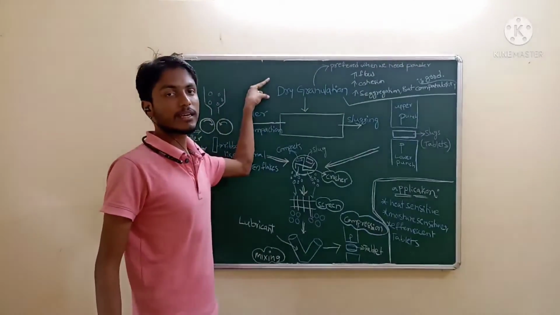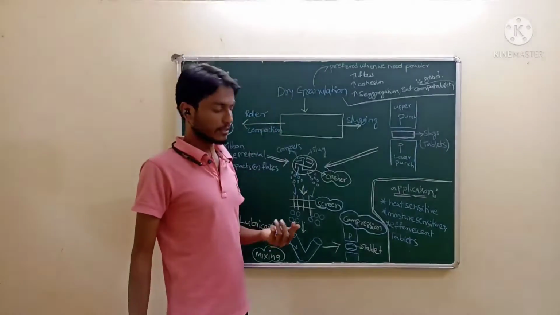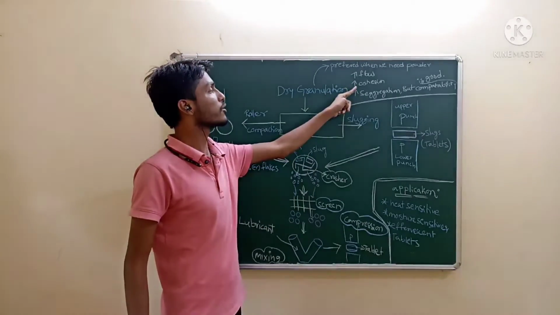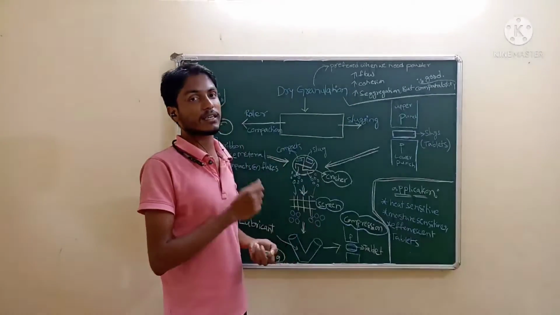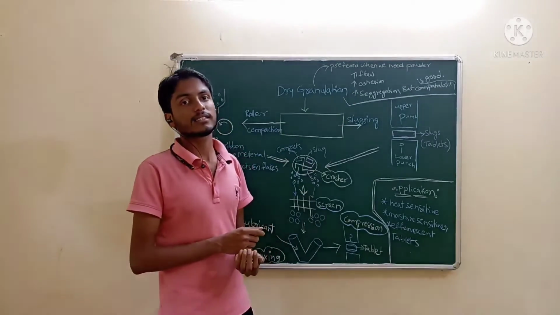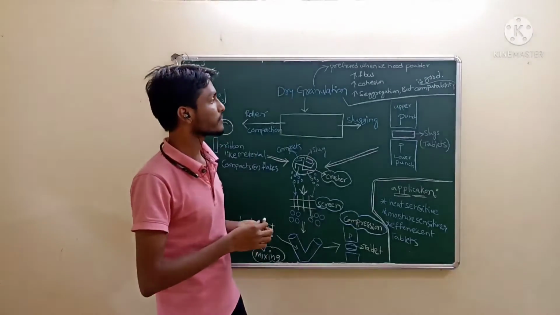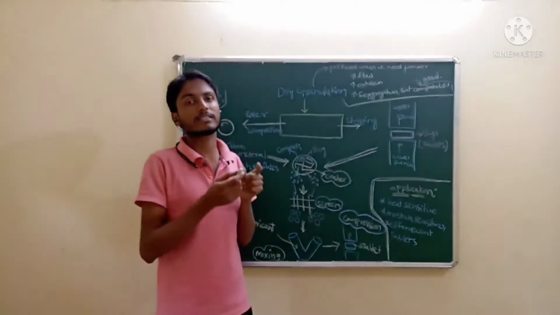Now the topic is dry granulation. We prefer dry granulation when we need to improve the flow of the powder, improve the cohesion between the particles, and increase the segregation. Segregation is responsible for the disintegration of the particles in the gastrointestinal system. But the compatibility is good. Compatibility between the excipients is good.